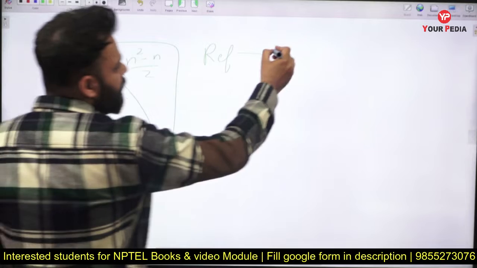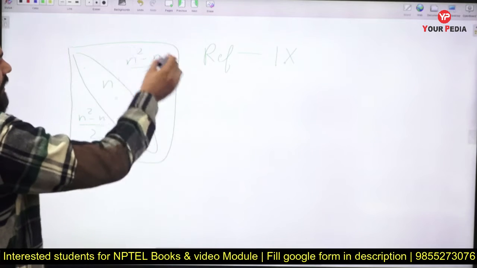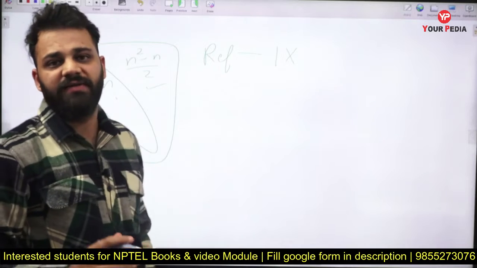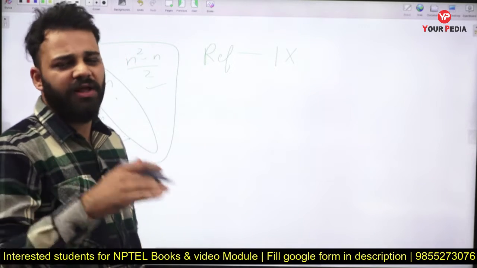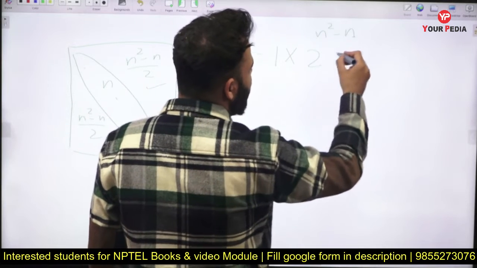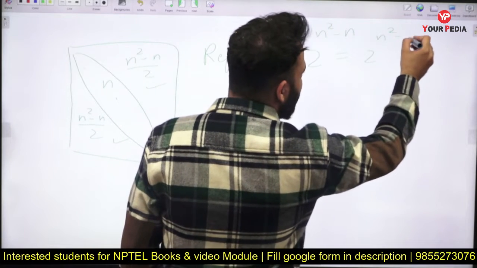So one option for this, and for these elements, all this part and this part, n square minus n elements, they have 2 options each. They can come or they cannot come. They will not affect our answer. So 2 raised to power n square minus n.